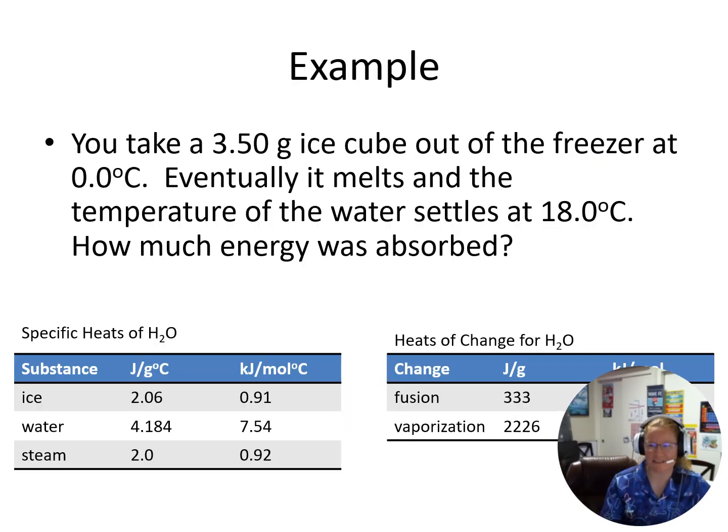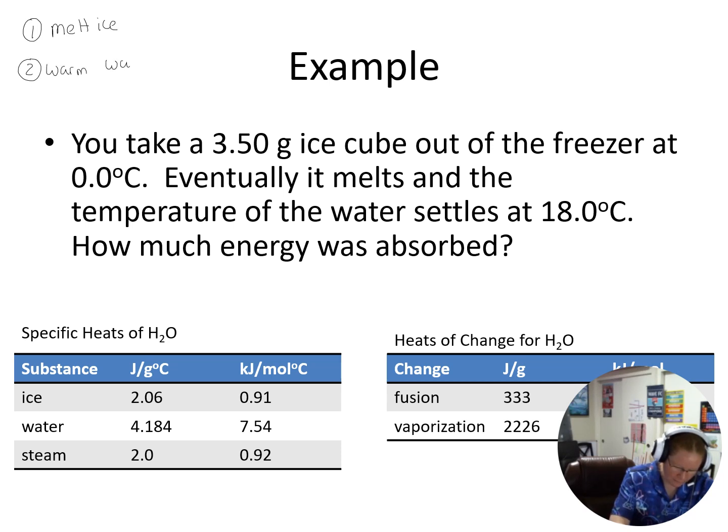So we've got an ice cube. We're going to take that out of the freezer. It comes out at 0 degrees Celsius. It's going to melt, and then it's going to sit out on your countertop and get its temperature raised to 18 degrees Celsius. We want to know the total amount of energy absorbed. So two processes are happening here. One, we're going to melt the ice, and two, we're going to warm the water.